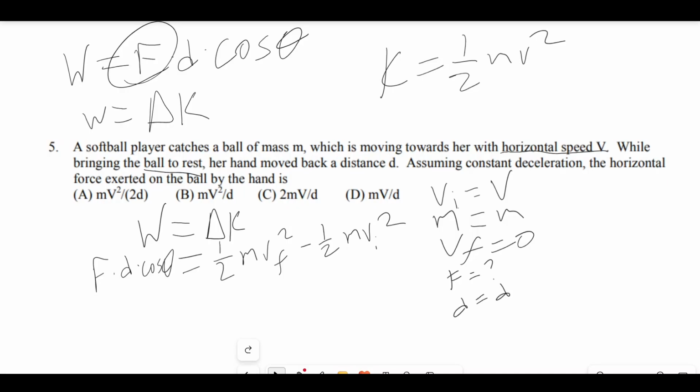So to find out what theta is, we're just going to find the angle between the force and the movement. So here we know that the ball is coming this way, right?